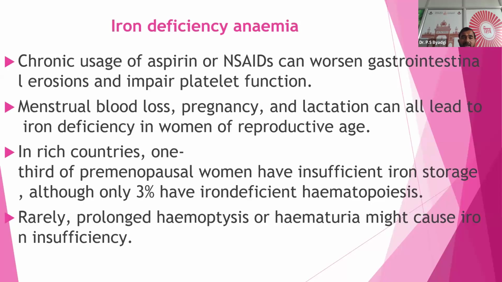So the dietary factors mentioned in Ayurveda worsen the gastrointestinal erosions, resulting in blood loss. Menstrual blood loss, pregnancy, and lactation can all lead to iron deficiency in women of the reproductive age group. In rich countries, about one third of premenopausal women have insufficient iron storage. That is a very important factor, because only 3% have iron deficient hematopoiesis.